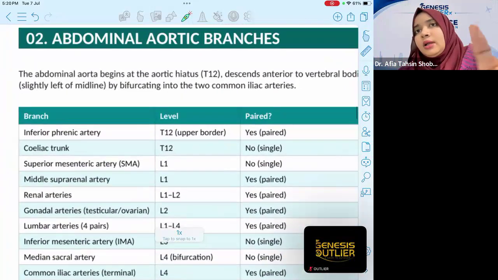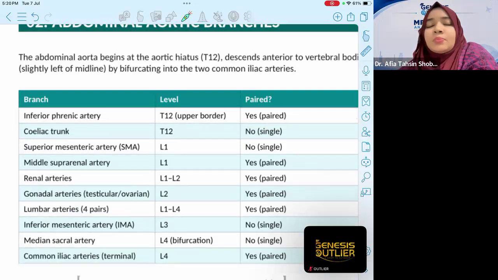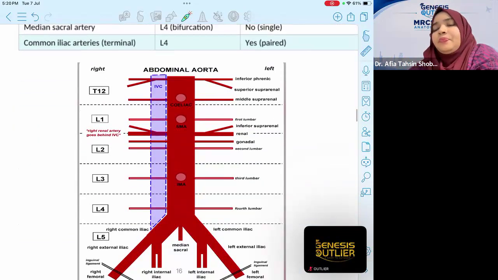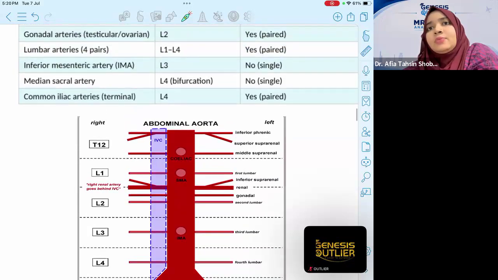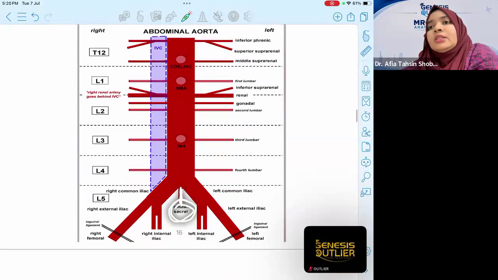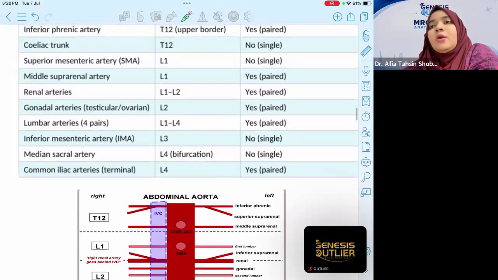Now come to the abdominal aorta branches. And what is the surface marking of abdominal aorta? You should know. From abdominal aorta, they may ask you about the paired branches and unpaired branches. Okay, here 3 unpaired branches. This is important. See, celiac trunk, superior mesenteric artery, and inferior mesenteric artery. Okay, these are single branches, and another one, this is median sacral artery. These 4 branches are single.